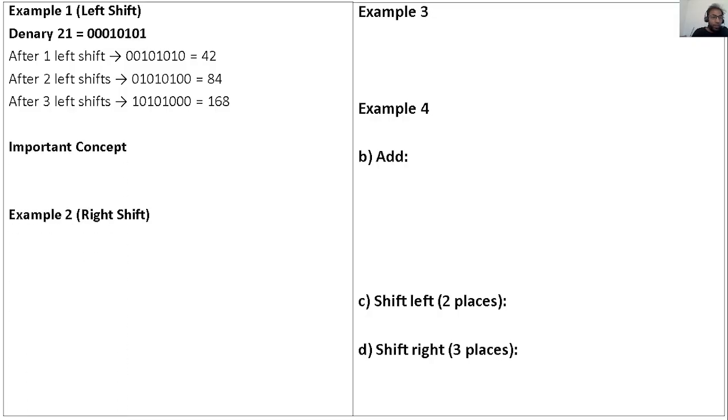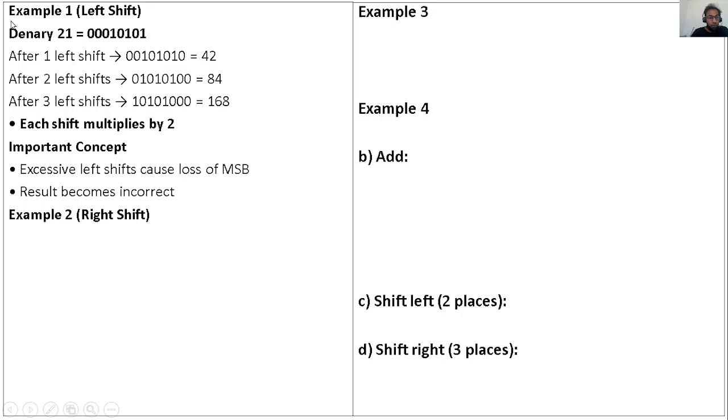So this is an important concept. Each shift multiplies by 2. Each left shift multiplies by 2. Excessive left shifts cause loss of the most significant bit.